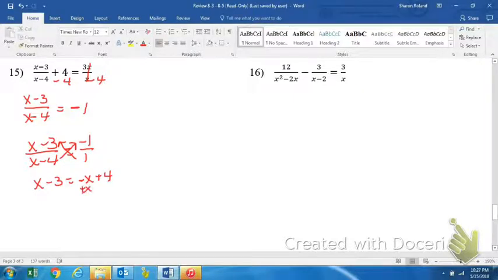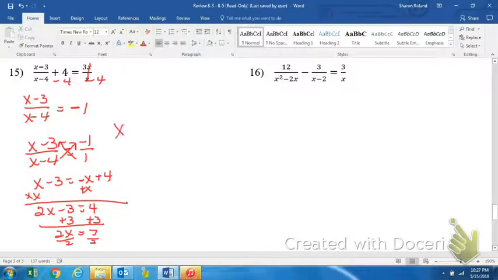I'm going to add x to both sides, and you have 2x minus 3 equals 4. Add 3 to both sides, and you have 2x equals 7. Divide by 2, and x equals 7 over 2.